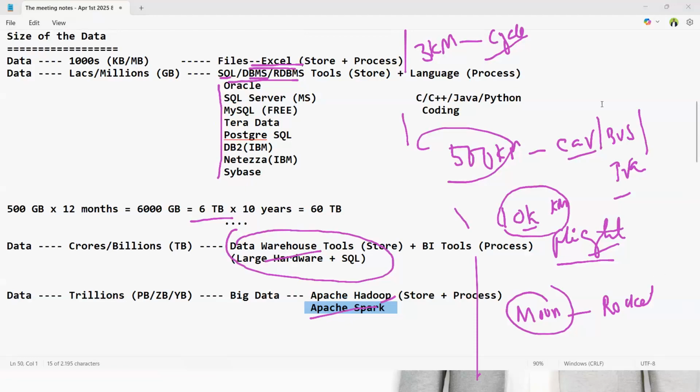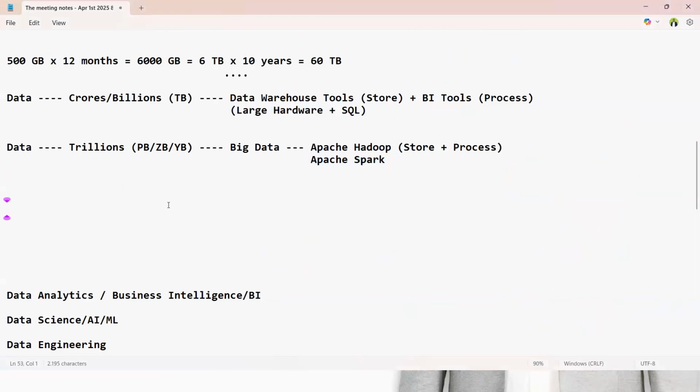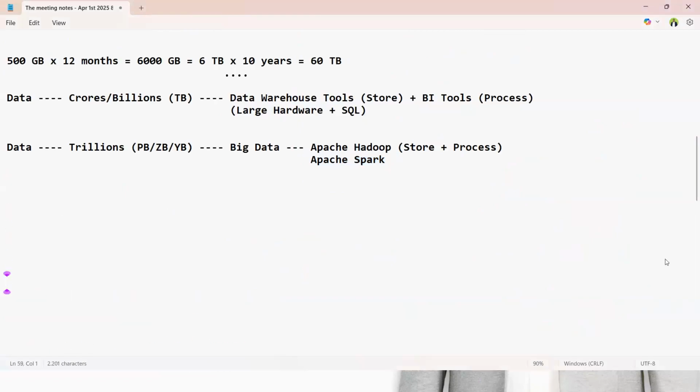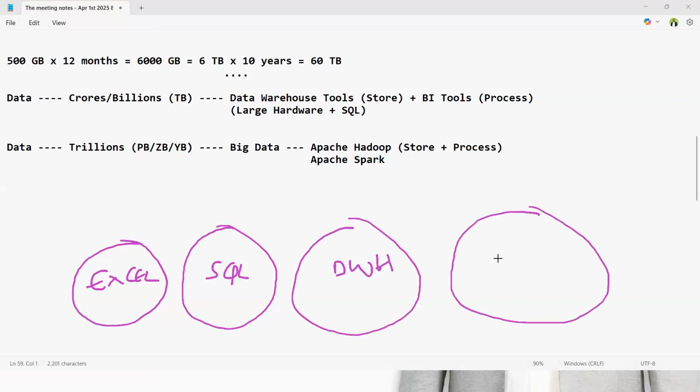Clear, guys? So this is what you need to understand. Even though you study thousands of books, you will not be able to understand how IT is storing the data. As I told you, only four places. So what are they? Either you may have data in Excel or any file, a small amount of data, or you can go into SQL, which is GBs of data. Or you can have the data in data warehousing tools, or you can have the data today in Apache Spark. Only these four places.